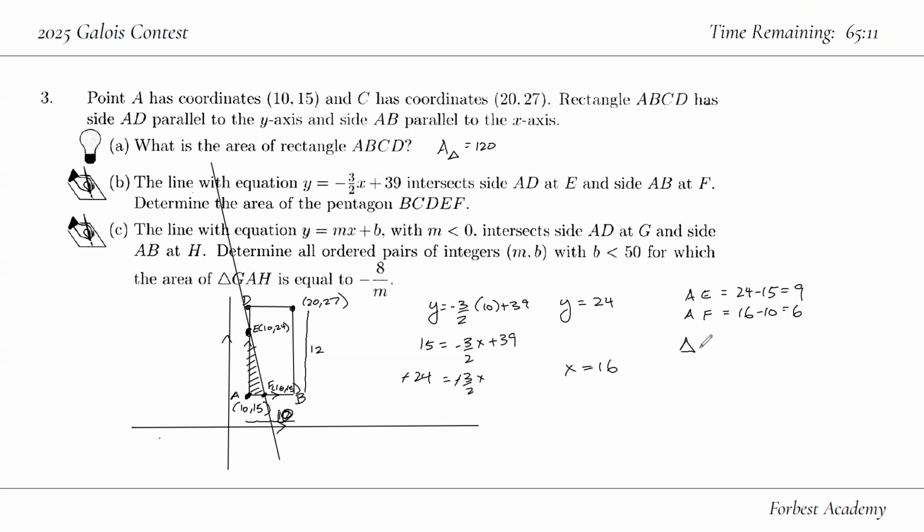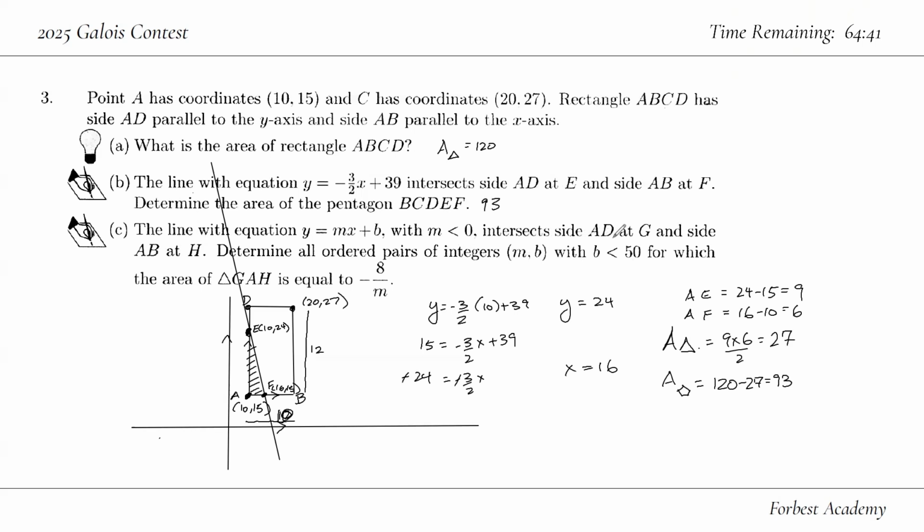And then the area, therefore, of the triangle is equal to 9 times 6 over 2, which is 27. So the area of the pentagon is equal to 120 minus 27, which is equal to 93 square units. So this is 93.